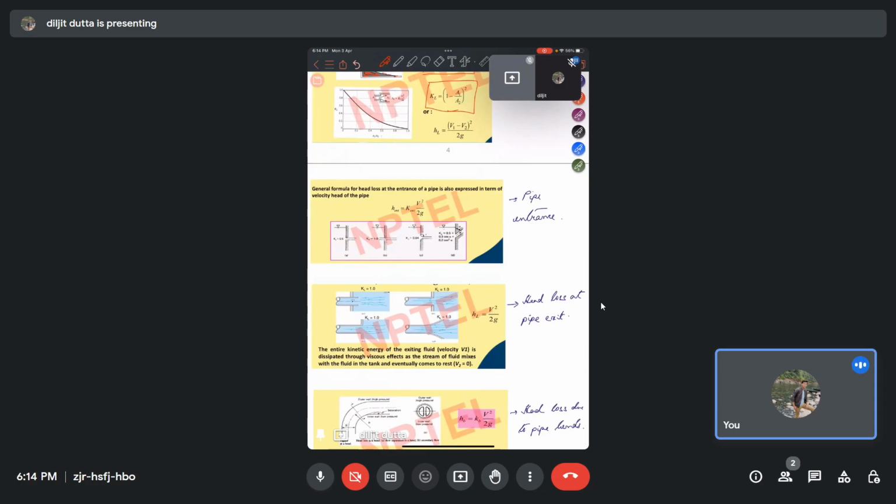Now, pipe entrance is when you are using a pipe, and the water flowing through the pipe has to come from some reservoir or some tank. So based on how you fit the pipe to the tank or the reservoir, based on that fitting or type of fitting, there will be different head losses. So there can be 4 different types.